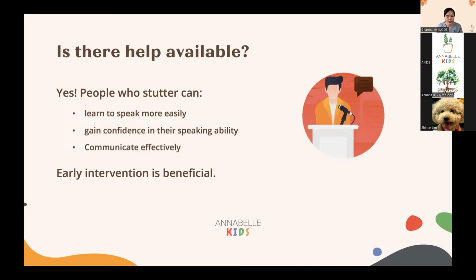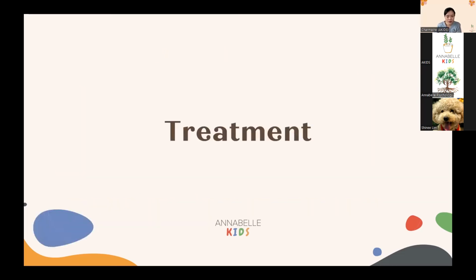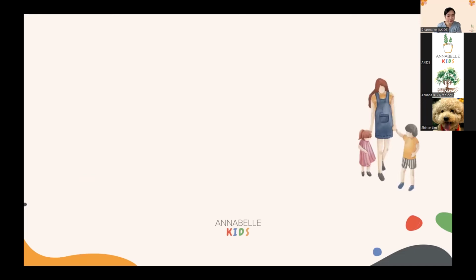And because stuttering actually typically starts between the ages of 2 and 6, early intervention is the most effective way. It is very beneficial to help children overcome their speaking difficulties. However, school-age children, adolescents, and adults can also benefit from treatment despite having stuttered for a longer time. For these individuals, treatment is designed to actually help them manage their stuttering, so it is less disruptive to their communication, to increase their speech fluency, and for them to gain more confidence and have better self-esteem. Okay, so we're going to go through some treatment methods.